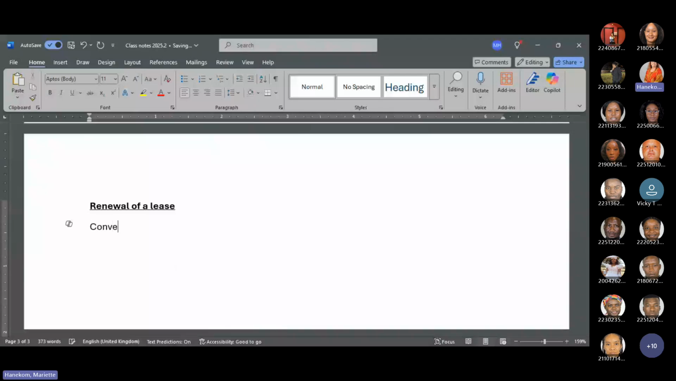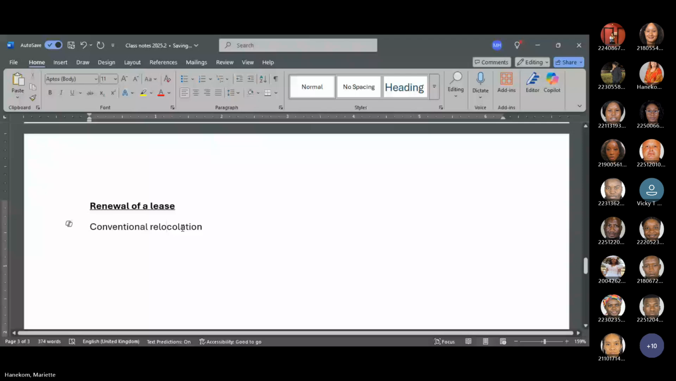Some terminology. A conventional relocation. Must remember these terms. Going to assess you on them. Oh dear, spelling, relocation. Why can't I spell now? So sorry about that.